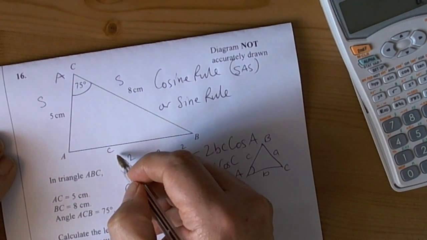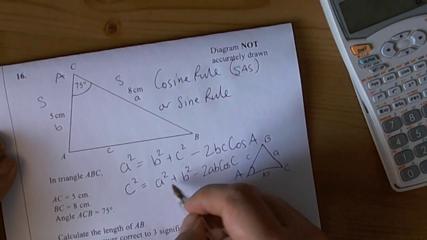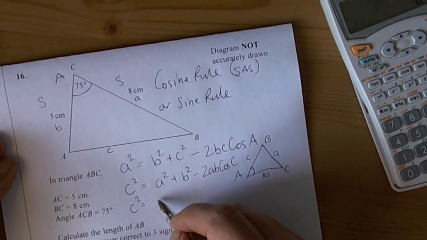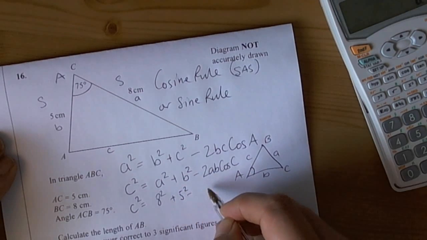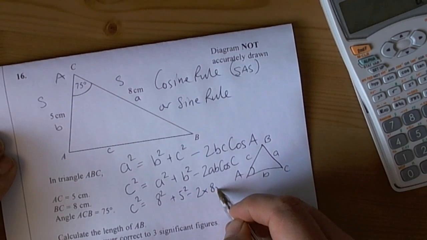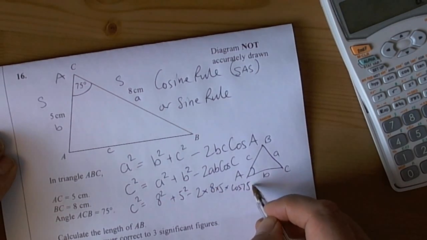Well, from the picture we can label up. We can see this would be labelled little c, this would be labelled little b, and this would be labelled little a. So we get c squared equals, well, little a has a value of 8, b has a value of 5, so we fill those values in, so 2 times 8 times 5 times the cos of 75.